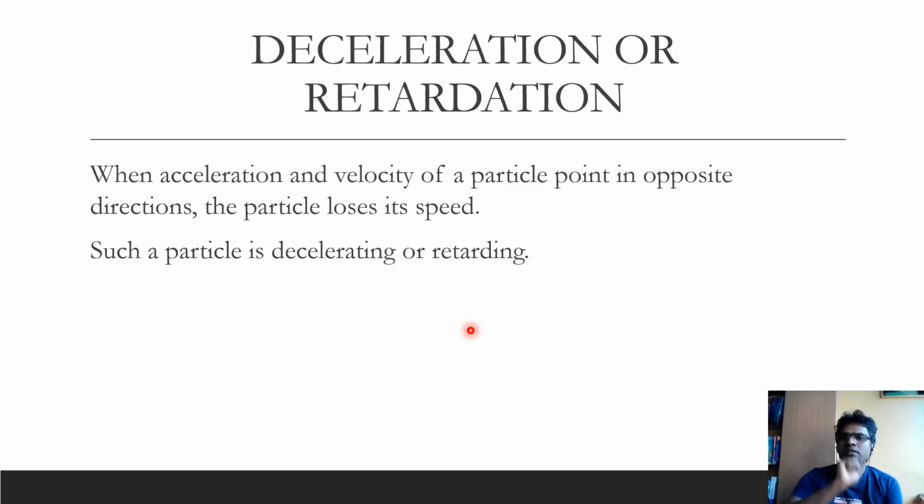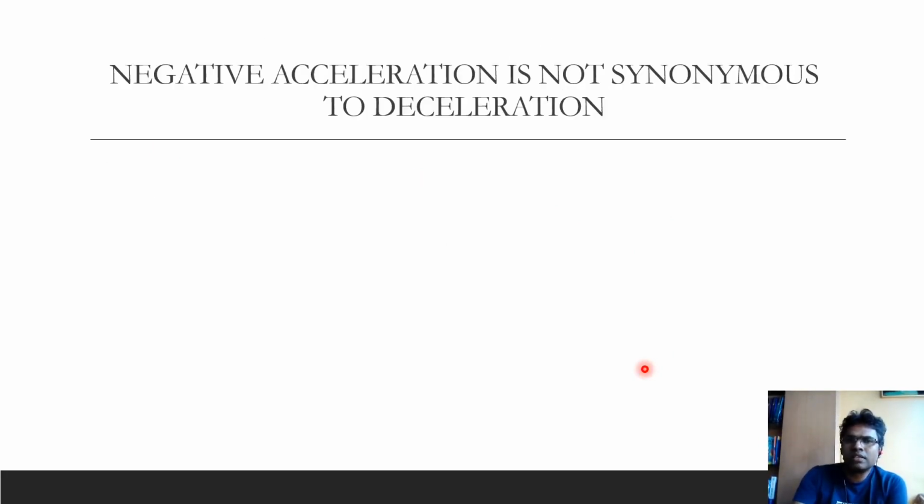Okay, now another thing that we must understand in connection with acceleration is there are a few terms like deceleration and retardation. So these two terms mean the same thing. Okay, so when you say that a particle is decelerating or retarding, it means the particle is in fact losing its speed. So when does a particle lose speed? Whenever the acceleration of the particle and the velocity of the particle point in opposite directions, the particle tends to lose speed.